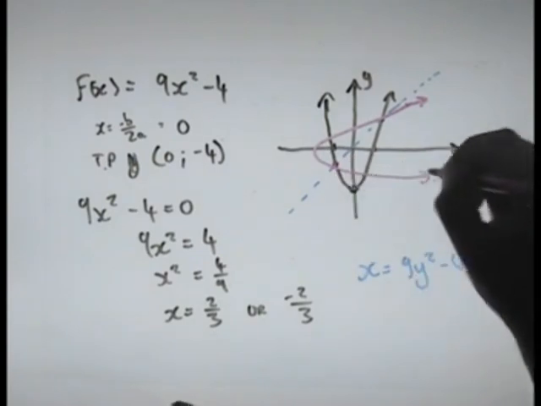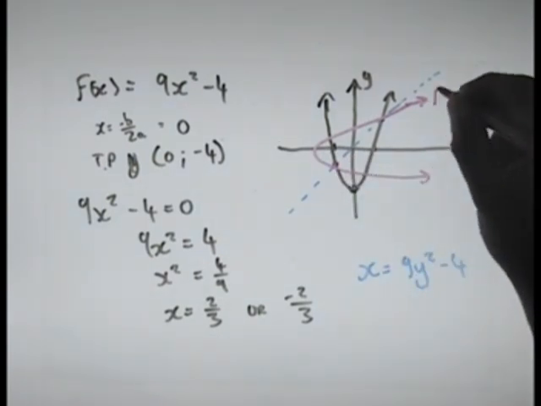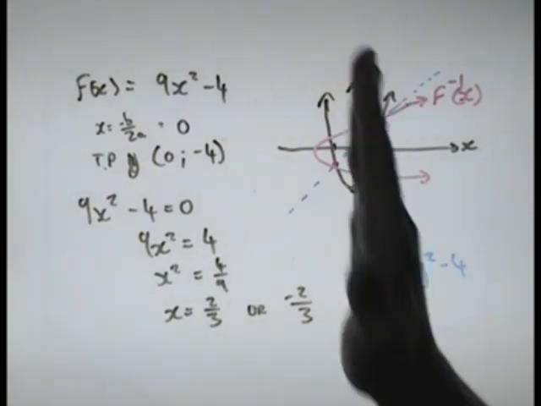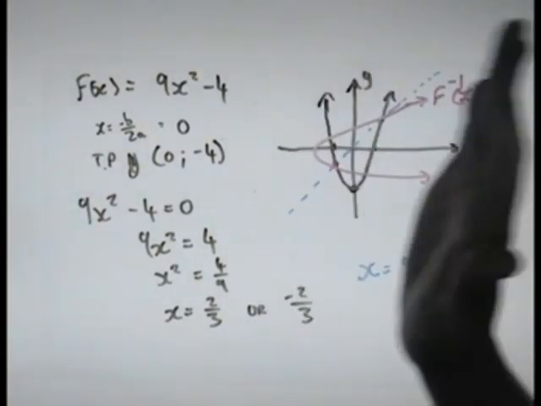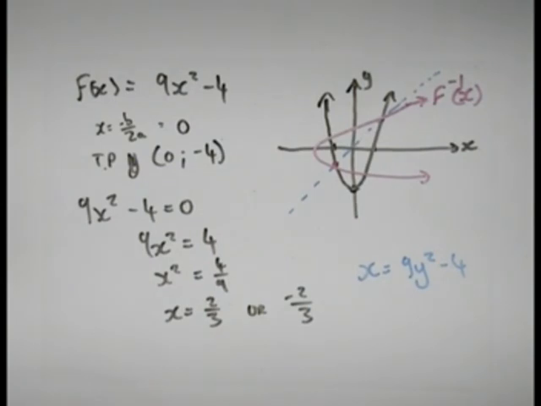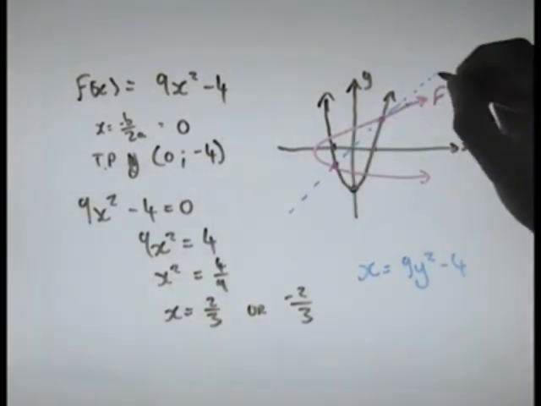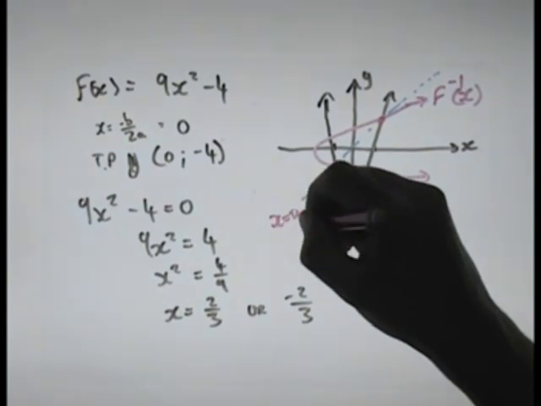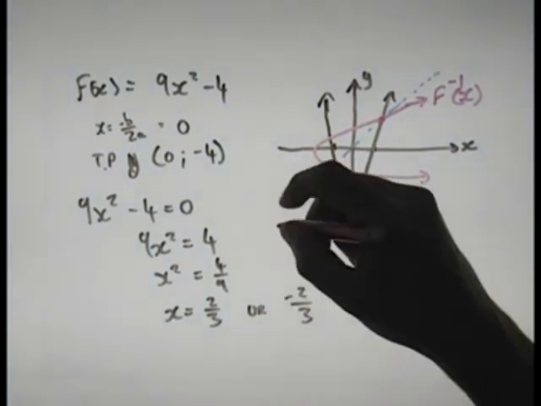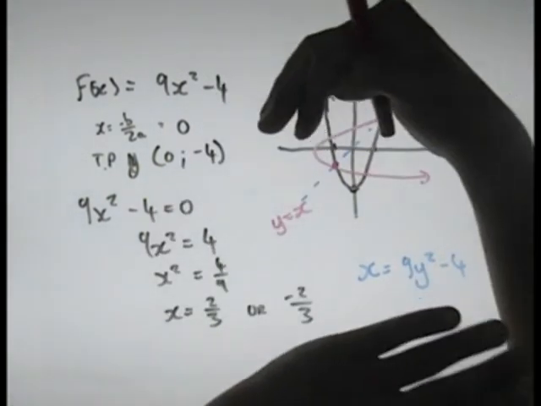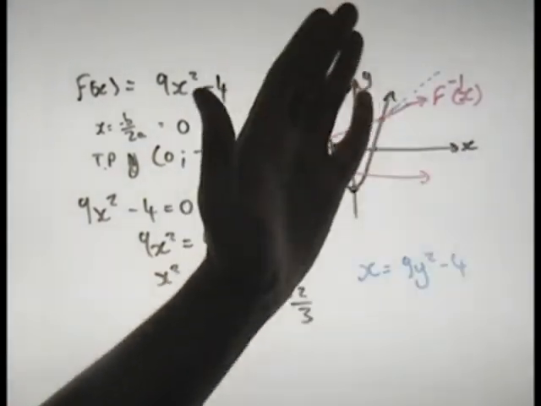By the way, this new graph is not a function. The inverse graph is not a function, because if I use the vertical line test, it will cut it twice. And it will intersect it at those 2 points, and that's the line y is equal to x. All we've done is we've flipped it around that line.